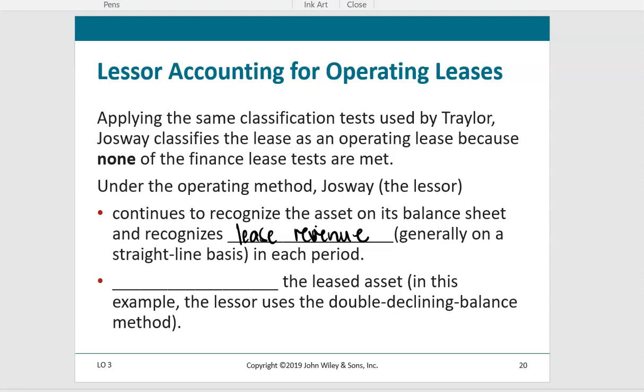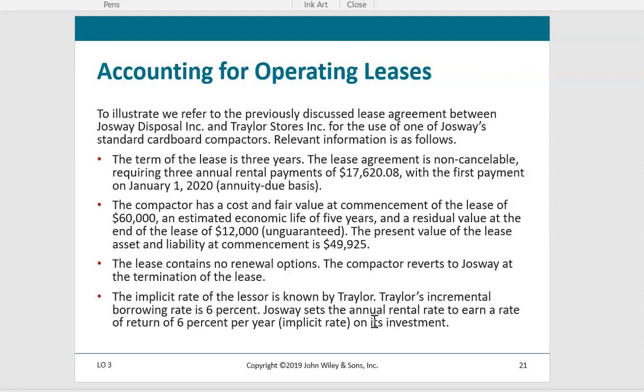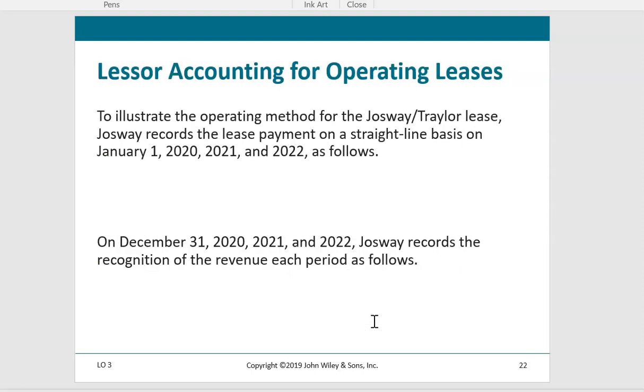And since the lessor keeps that asset on the balance sheet, the other thing it needs to record is depreciation. So the lessor also depreciates the leased asset. In this example, the lessor is going to use the double declining balance method, but generally it's whatever method they're typically using to depreciate their assets that they would use under the lease as well. So let's return back to this same example. None of the terms have changed here. Let's look at the accounting treatment from the lessor's perspective.